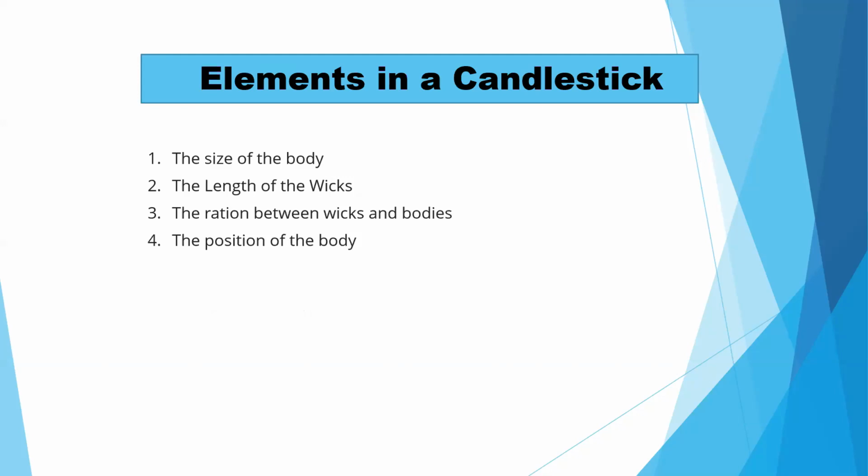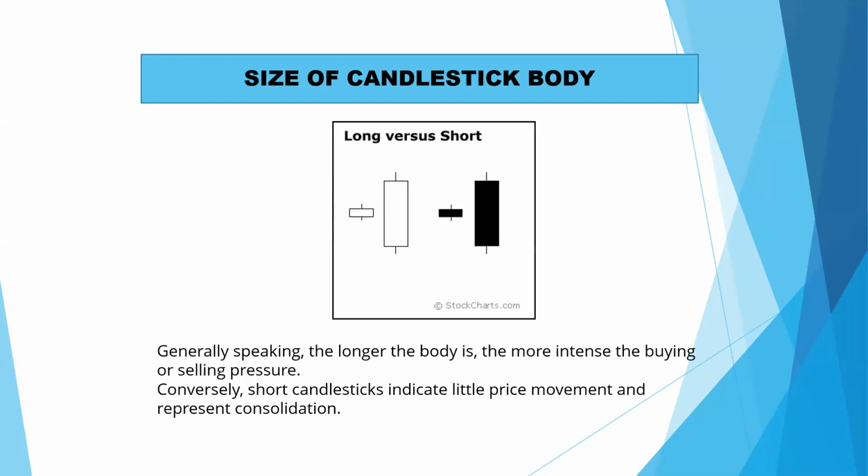The elements in the candlesticks we have: size of the body, length of the wick, the ratio between wicks and bodies, and the position of the body. Using size of bodies, long versus short: generally speaking, the longer the body, the more intense the buying or selling pressure. Short candlesticks indicate little price movement and represent consolidation.